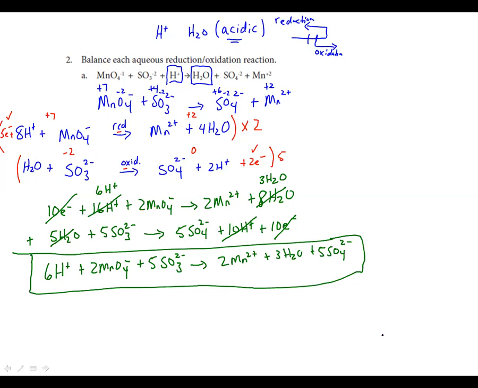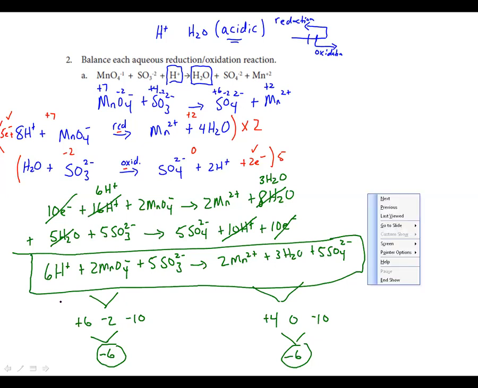There are 6 hydrogens on the left and 6 on the right, 23 oxygens on each side, and the same for manganese and sulfur, so it's balanced in terms of elements. Overall charge on the left is 2 minus plus 5 times 2 minus, which is 12 minus, and plus 6, giving 6 minus, and on the right we have 2 Mn 2 plus and 5 SO4 2 minus. This represents the balanced equation for acidic conditions, which is what we balance for here.